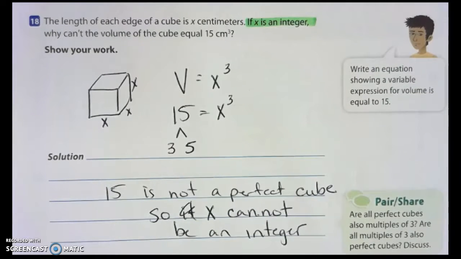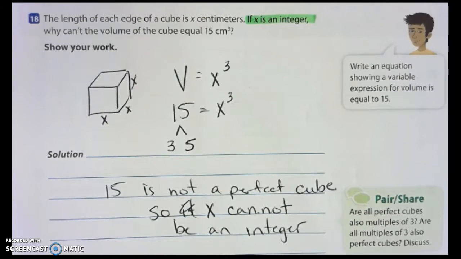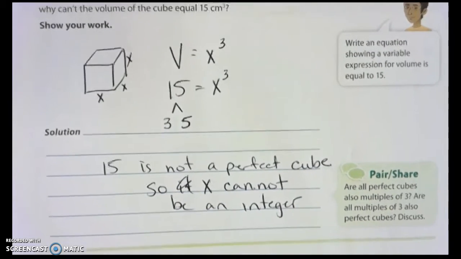And that's it on 18. A lot of these questions come down to knowing your vocabulary. Okay, integers are review from last year. All of your positive and negative whole numbers and 0.